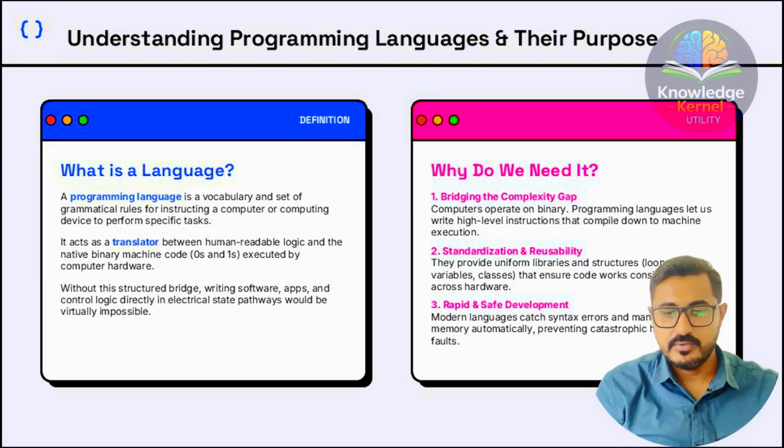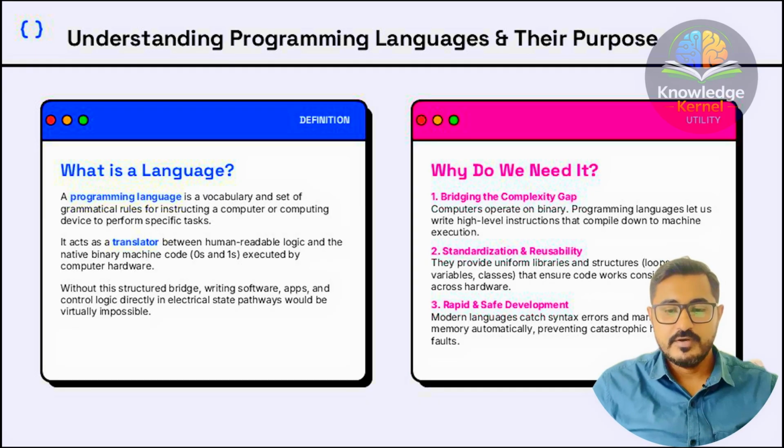We write instructions in languages such as Java, Python, or C, and special software like compilers or interpreters converts them into machine language. Without programming languages, developers would have to write millions of binary digits manually. So just imagine writing an entire game or banking software using only zeros and ones. It would be practically impossible. So whenever someone asks, why do we need programming languages? The simple answer is they make communication between humans and computers possible.